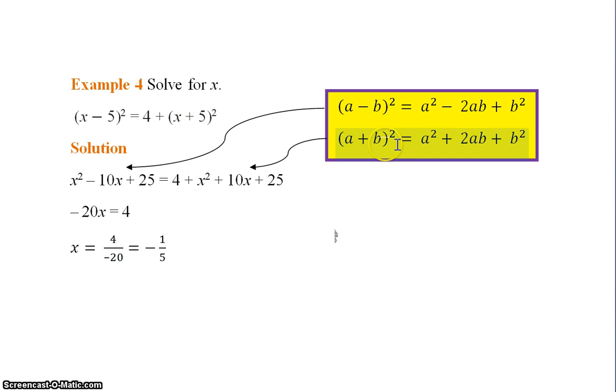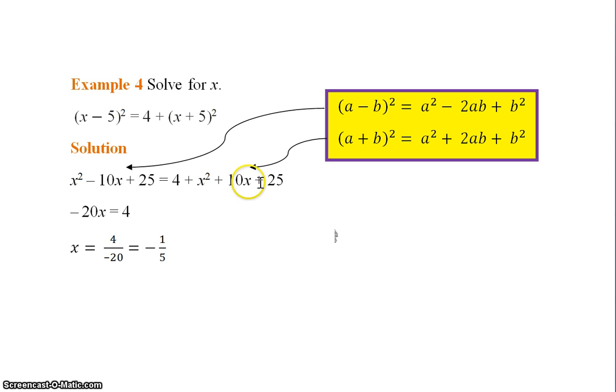We apply the formula for the square of a sum. The square of the first term, x squared, plus twice the product of the terms, plus 10x, plus the square of the second term, which is 25. Now you can see that the left side of the obtained equation and the right side both contain x squared. Therefore, we can cross out x squared. They also both contain 25. We can cross out 25.